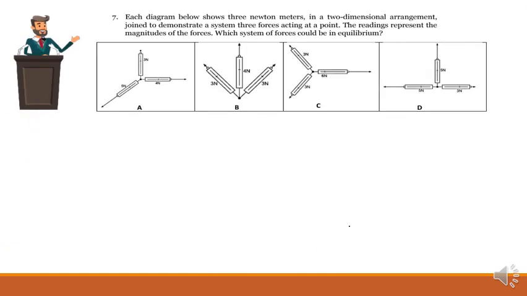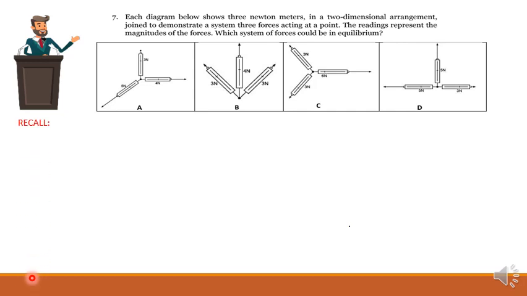Each diagram below shows 3 Newton meters in a two-dimensional arrangement joined to demonstrate a system of 3 forces acting at a point. The reading represents the magnitude of the forces. Which system of forces could be in equilibrium? Alright, so here we are to determine which of these 4 systems could be in equilibrium. So let's get started.